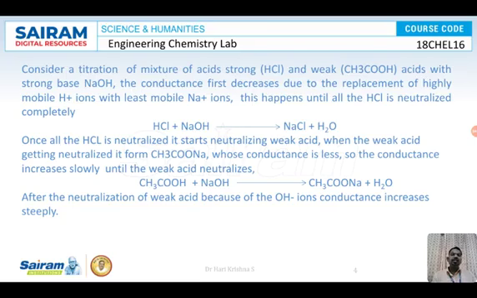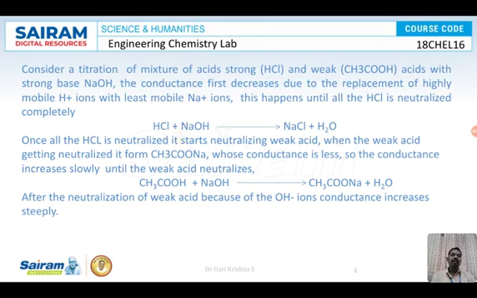So we're going to take a mixture of acids. Let us assume one strong acid and one weak acid. First, let us take HCl, the strong acid, and acetic acid, the weak acid. We're going to mix both acids and titrate against NaOH taken in the burette. First the strong acid will neutralize, later the weak acid will neutralize. When you add NaOH, the strong acid HCl will neutralize: HCl will react with NaOH to give NaCl and water. Once the entire HCl is neutralized, what happens later?